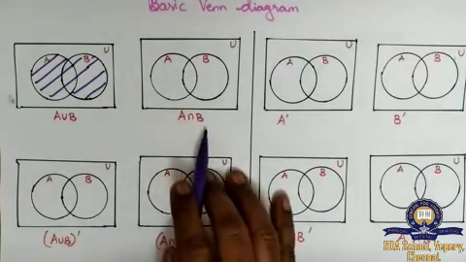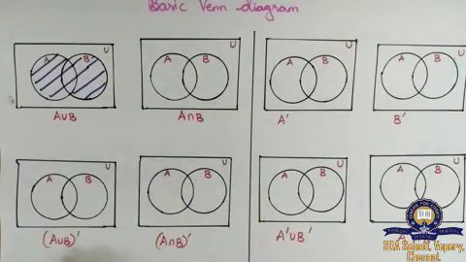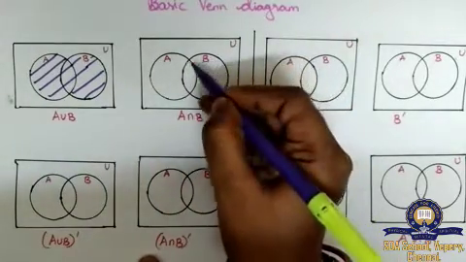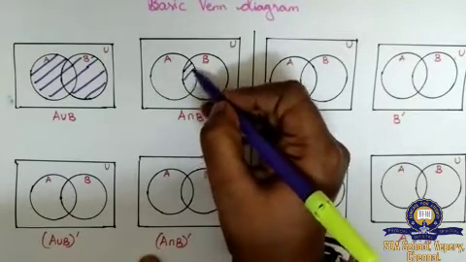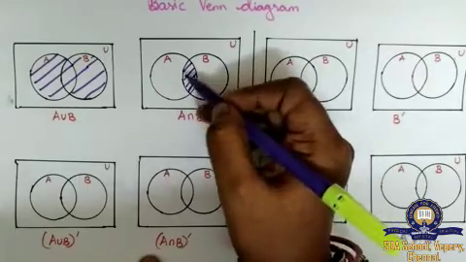A intersection B means we have to see the common elements from both the sets. So A is also clubbing in B, and the B set is also combining in A. So this is the common part in both the sets, so I can shade the part.